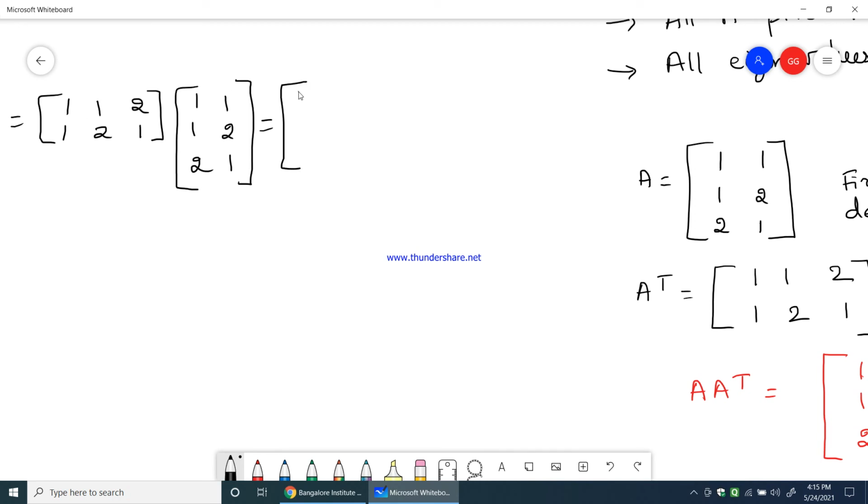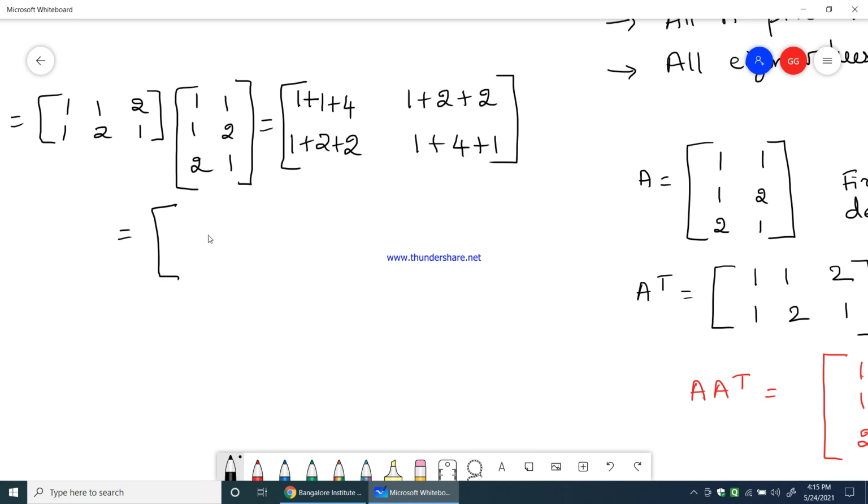1 into 1 is 1 plus 1 into 1 is 1 plus 2 into 2 is 4. Similarly, 1 into 1 is 1 plus 1 into 2 is 2 plus 2 into 1 is 2. Now, second row first column: 1 into 1 plus 2 into 1 is 2 plus 2 into 1 is 2. So, 1 plus 2 plus 2. Then 1 into 1 is 1 plus 2 into 2 is 4 plus 1 into 1. So, what do I get? I will get 6 5, 5 6. So, this is what I got.